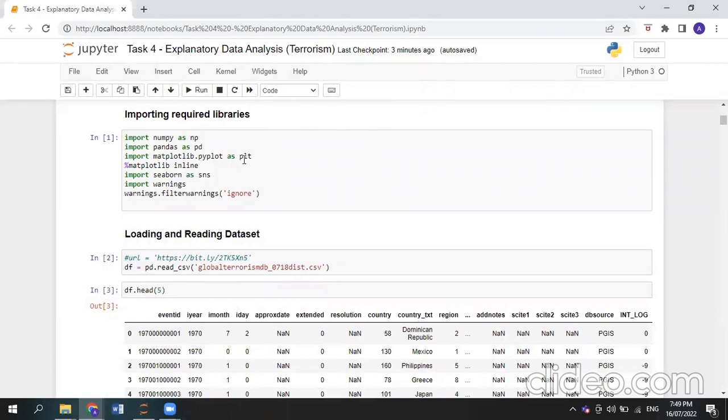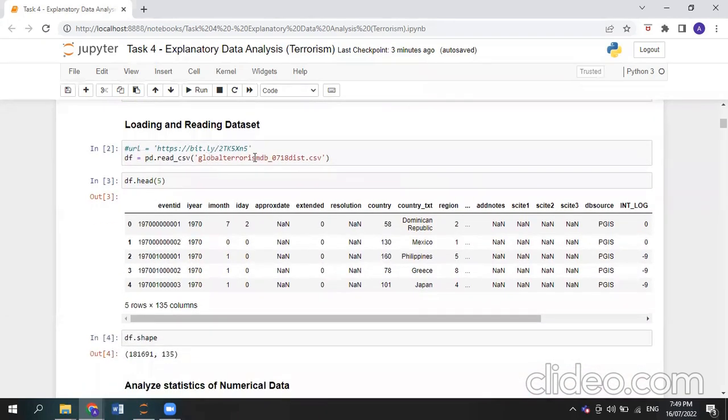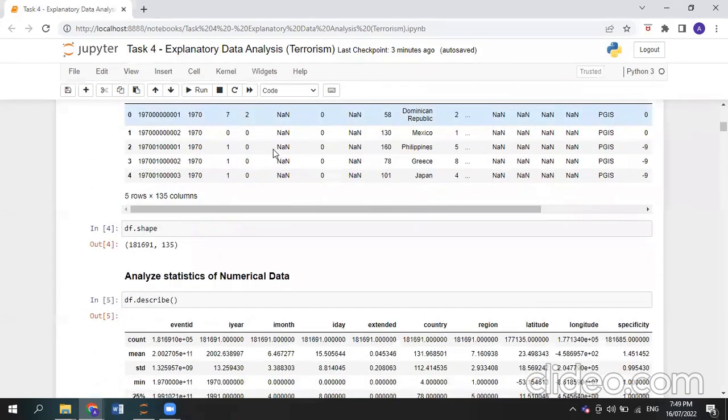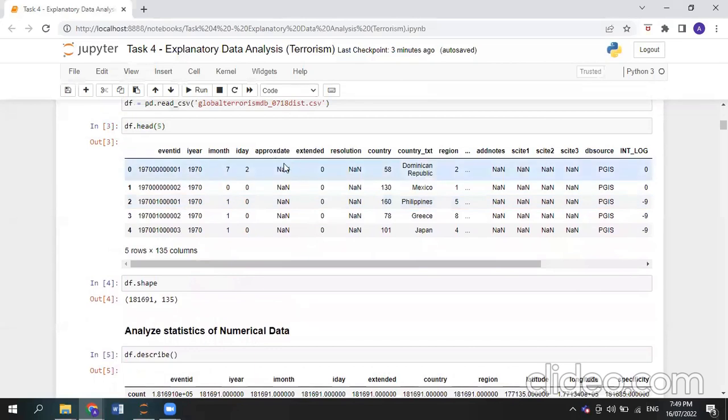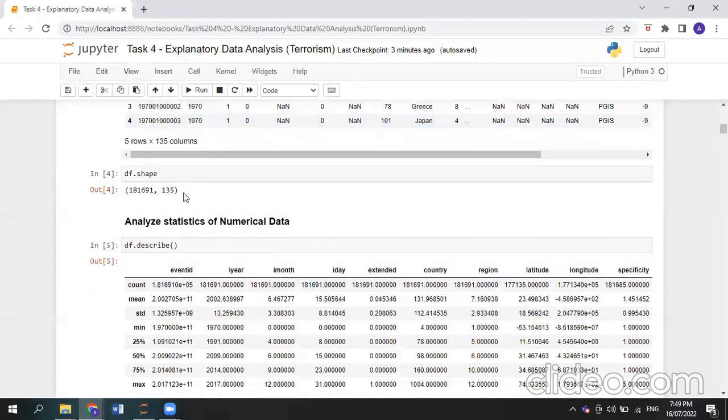Here we imported our required libraries: NumPy, pandas, and matplotlib for graphs. Then we read the dataset Global Terrorism as we uploaded on our host. Here we show the first 5 records of our dataset. Then we used the shape attribute of the dataframe to show how many rows and columns are found in the dataset.